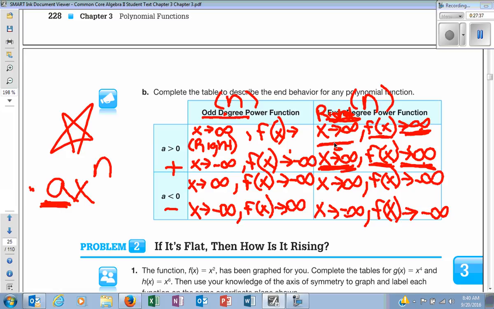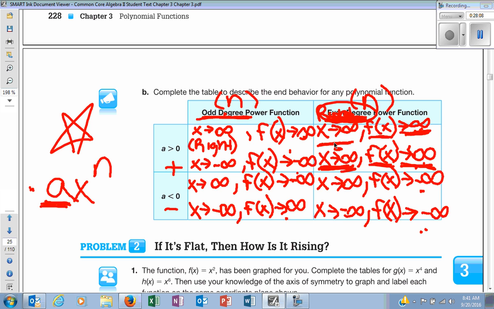Remember, even degrees end the same way that they started. Odd degrees end the opposite way. That's why this one went to infinity, and this one went to negative infinity. Odd again, negative infinity ends up going to positive infinity. But if you look at both evens, infinity, infinity. Negative infinity, negative infinity. Because if it starts down, it ends down. Only if it's an even degree polynomial.